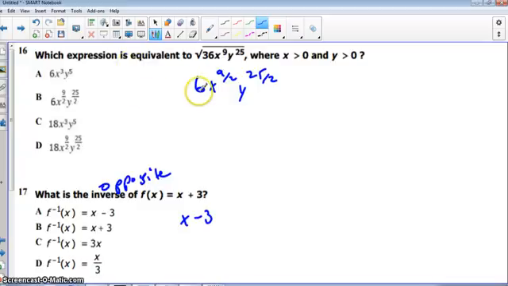16. Square root of 36 is 6. No doubt about it, so it's either A or B. Square root of x to the 9th is 9 over 2 on the exponent, and then 25 over 2 on the y exponent, so B is the best answer choice.